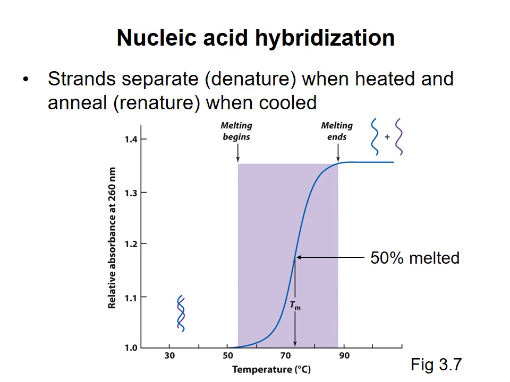You can follow this process by monitoring the ability of the DNA solution to absorb light at a wavelength of 260 nanometers. Single-stranded DNA absorbs light more strongly at this wavelength than double-stranded DNA, and so as the DNA denatures, its absorbance will increase. You can see that this change in absorbance is not instantaneous, but will occur over a range of temperatures. The temperature at which DNA is half double-stranded, or half native, and half single-stranded, or half denatured, is called the melting temperature, or Tm. This process is reversible, such that if you cool the DNA, the two strands can anneal to each other, or renature.